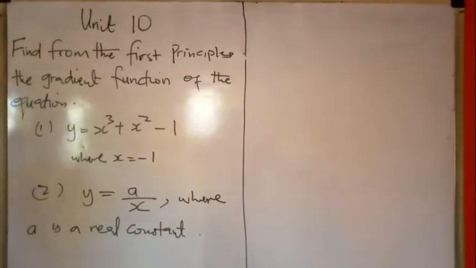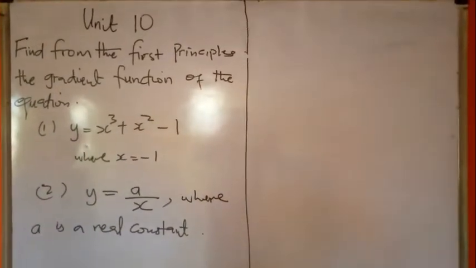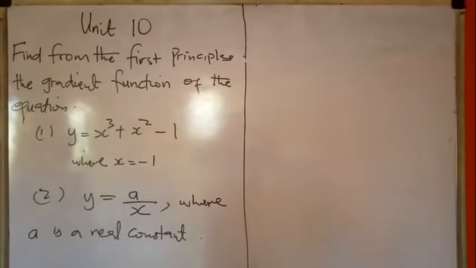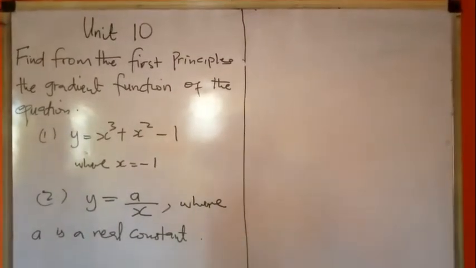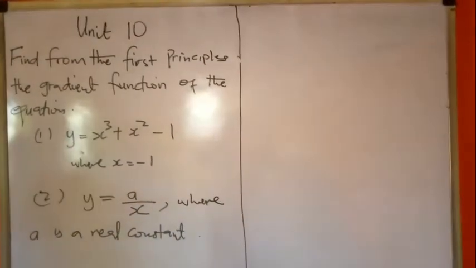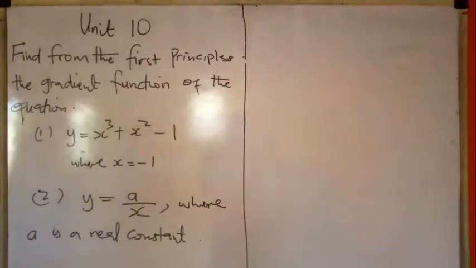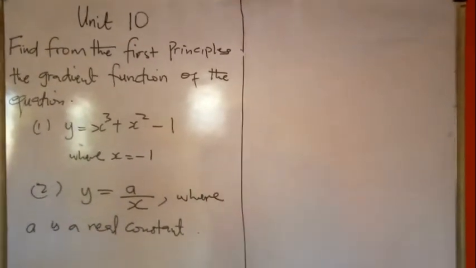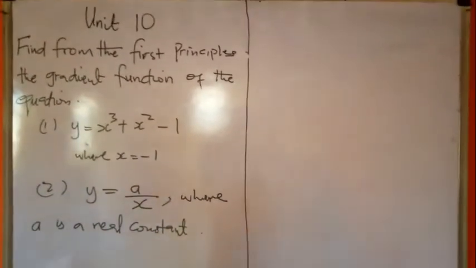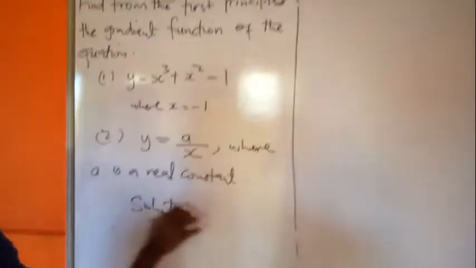Welcome to Unit 10. Find from first principles the gradient function of the equation y equals x raised to power 3 plus x raised to power 2 minus 1, where x is equal to minus 1. Second question, y equals a over x, where a is a real constant. So let's take the first equation.